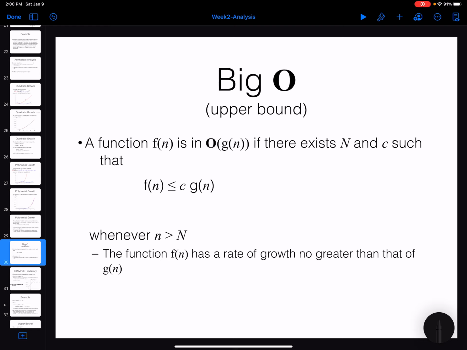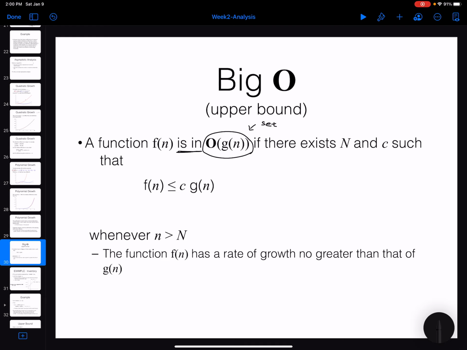I'm going to first define the mathematical definition of big O here. We would say that a function f of n is in big O of g of n. Be careful about this notation. It's saying that f of n is in big O of g of n. So basically O of g of n, you should think about it as a set, a set that has a lot of functions. And what is the definition?